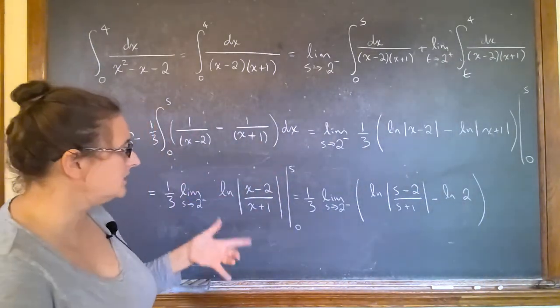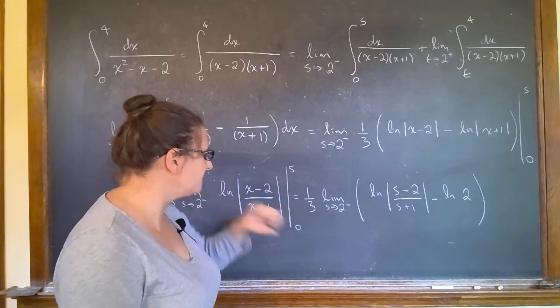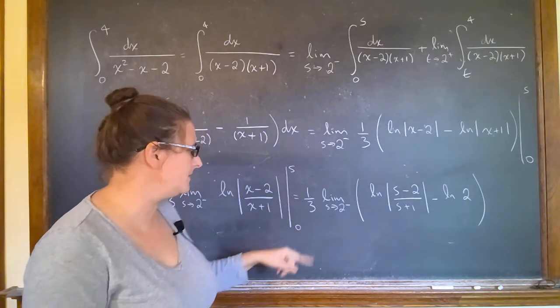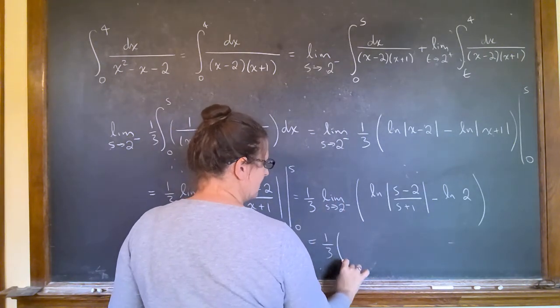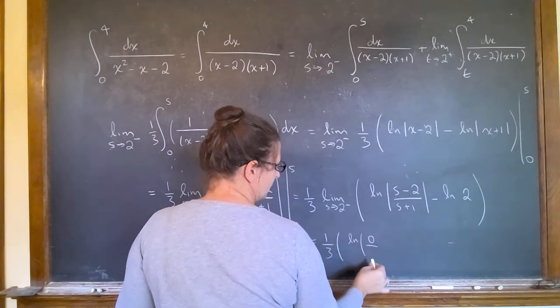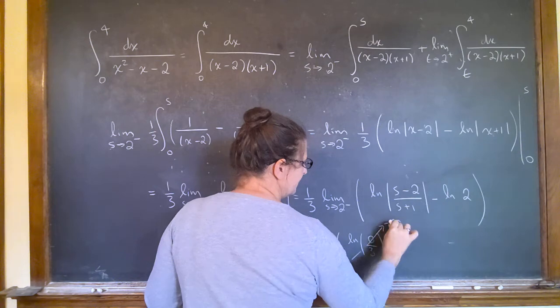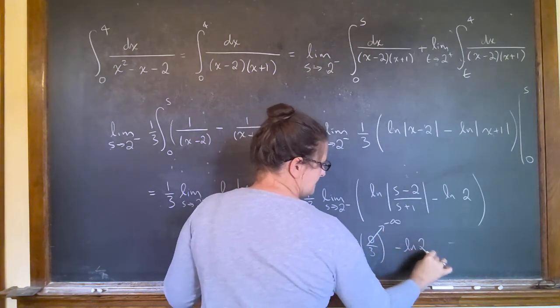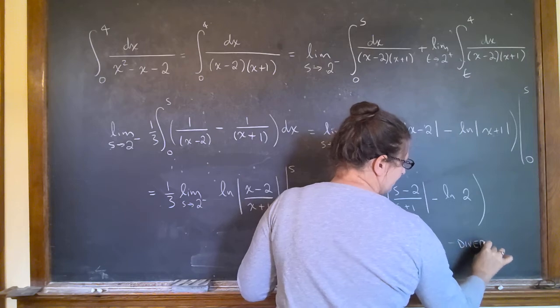Okay, but what happens here now, I'm going to do this, right? All I have to do left is the limit. If I put that in here, I'm going to have natural log of 0 over 3, right? So that's natural log of 0. This goes to negative infinity, right? So this diverges. It's off to negative infinity.